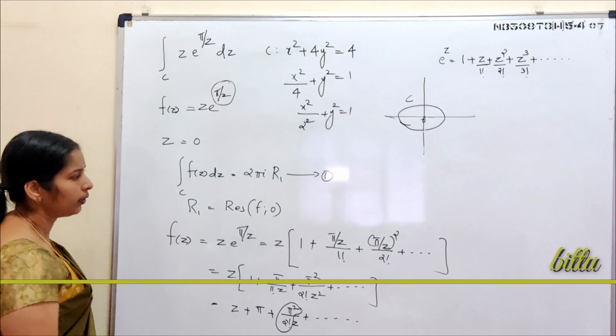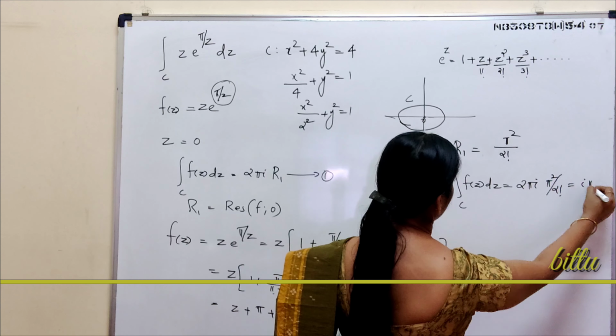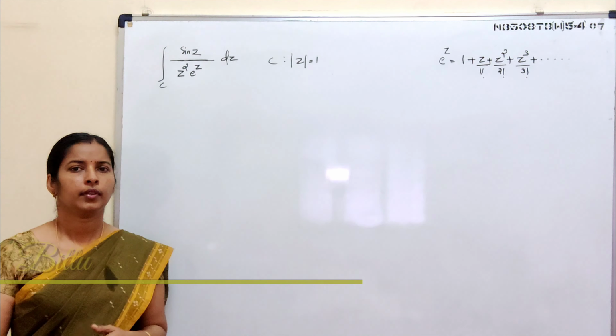Next you put in equation number 1. The integral over C of f(z) dz is 2 pi i into 5 square by 2 factorial, that is 25 pi i, which is the required answer.